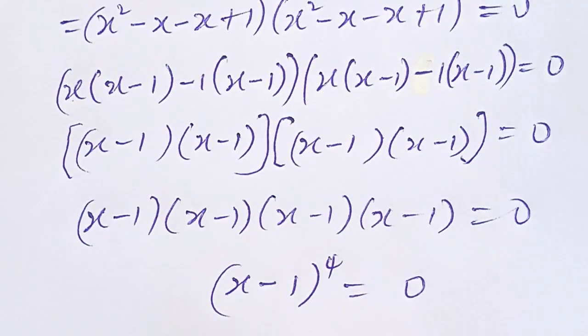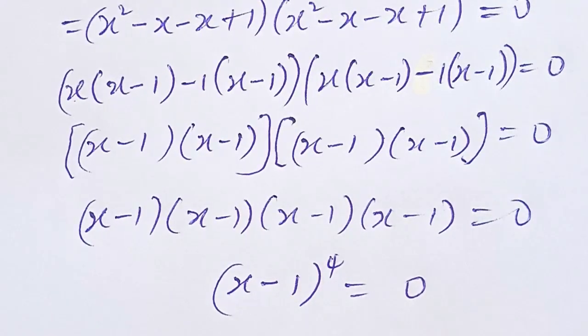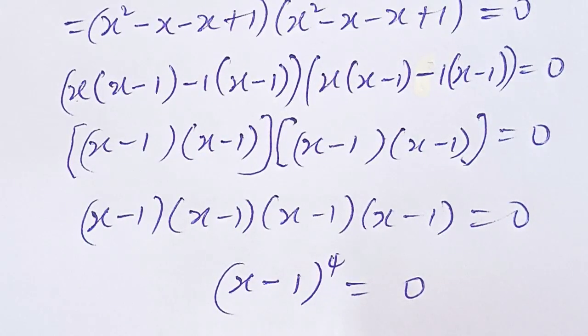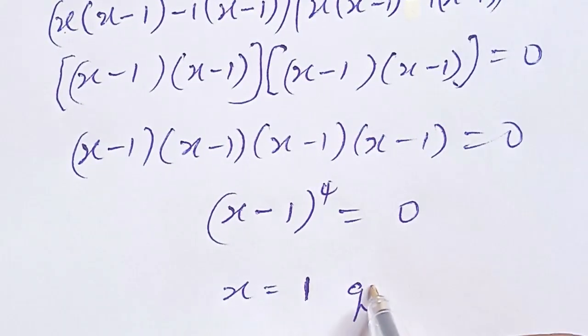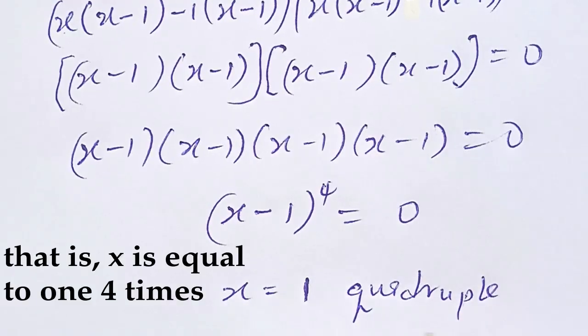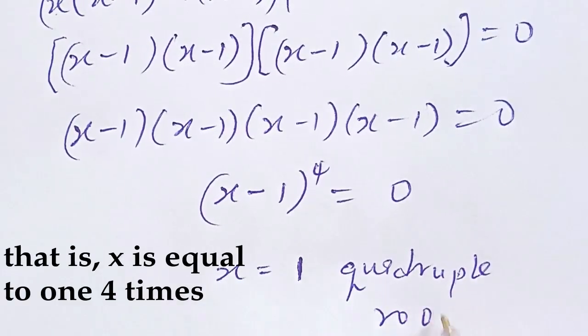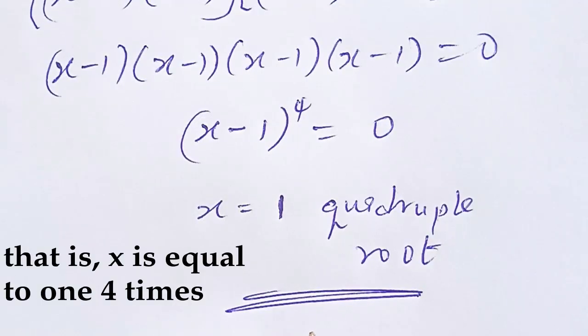So it implies that x is equal to 1. So x is a quadruple root.